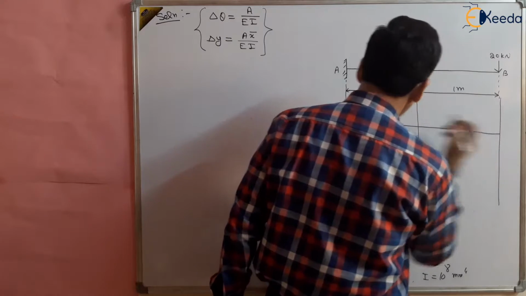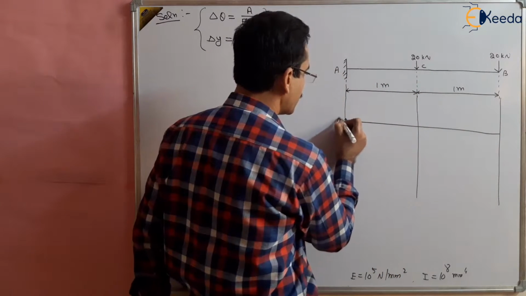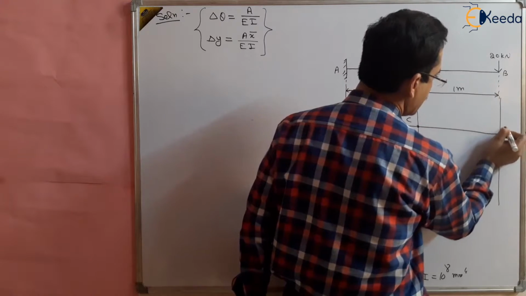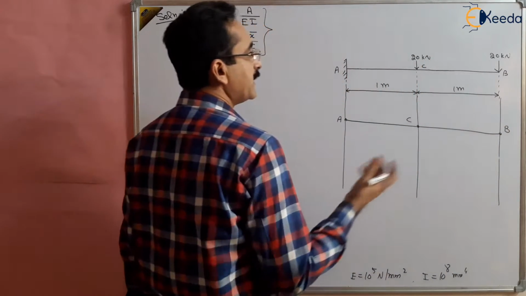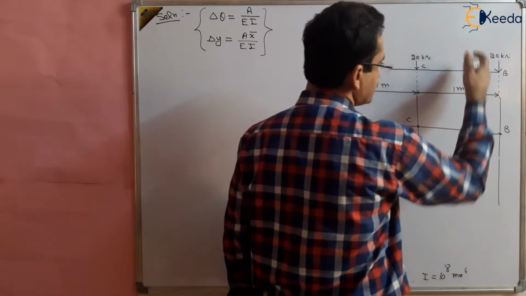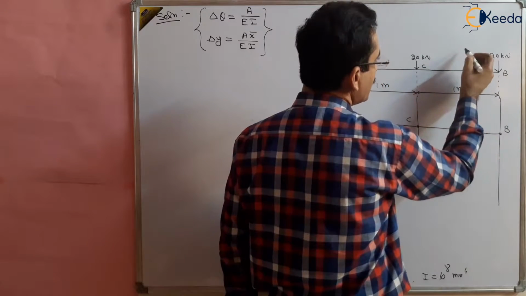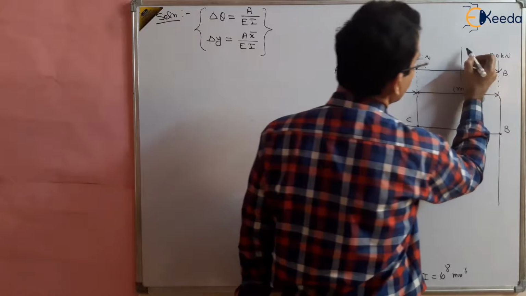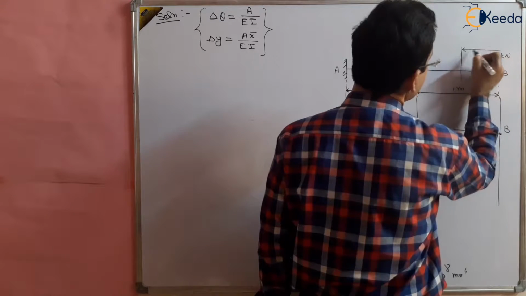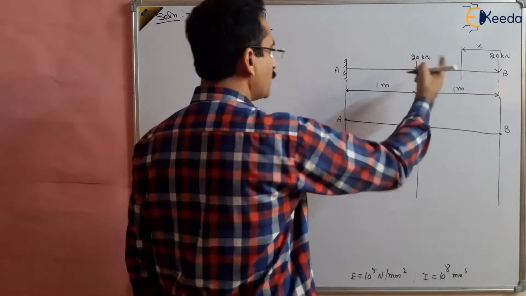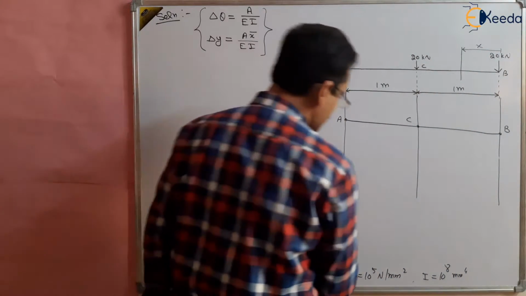Suppose this is the base at which we want to find the bending moment diagram. This is A, this is C, the center, and then B, right? Now take a section at a distance x from the free end. So let us take a section x from the free end between these points. What is the bending moment for this?